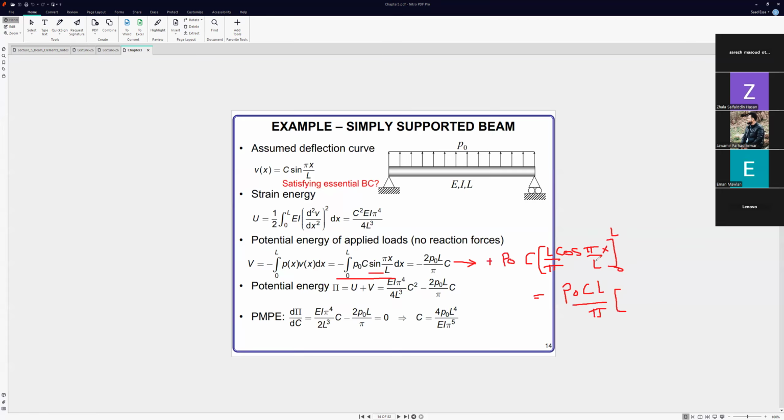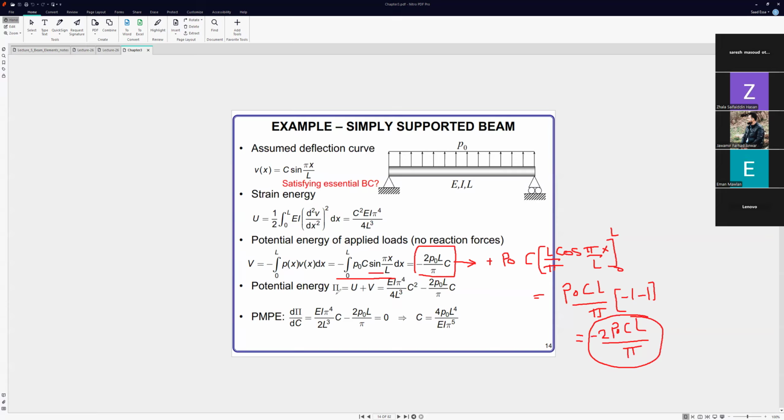Now, what is the cosine? The upper limit, L over L, cosine pi is equal to minus 1. And also we have minus the other one. What's the other one? Cosine 0 is equal to 1. So at that time, we can say it is equal to minus 2 P naught C L over pi. This is very important to get by hand.